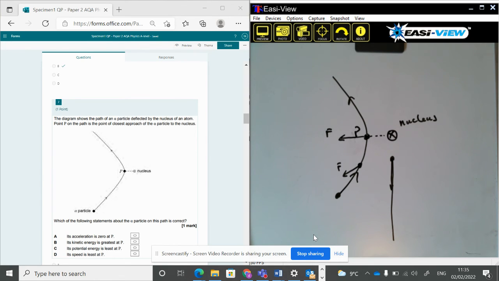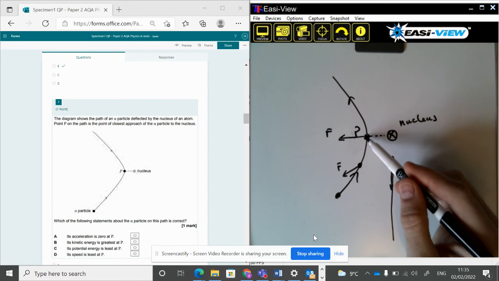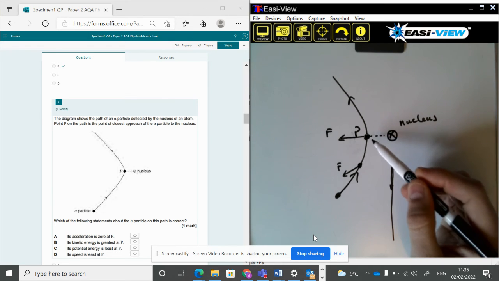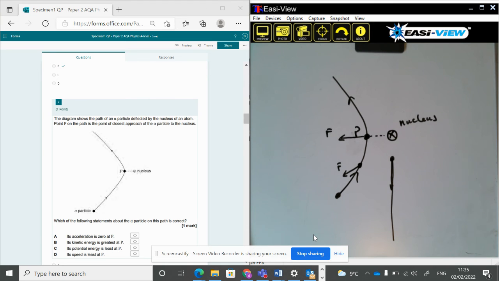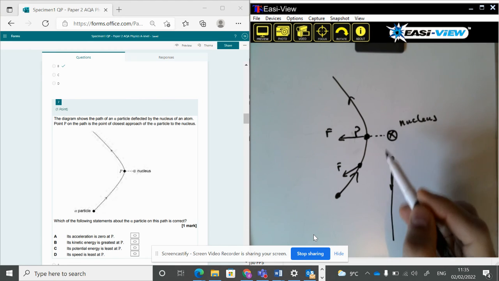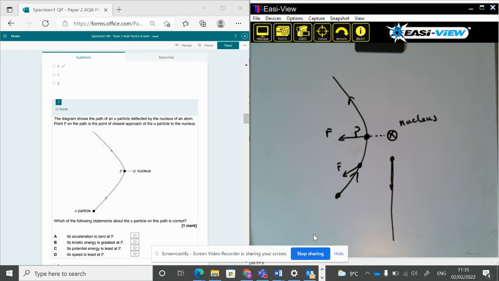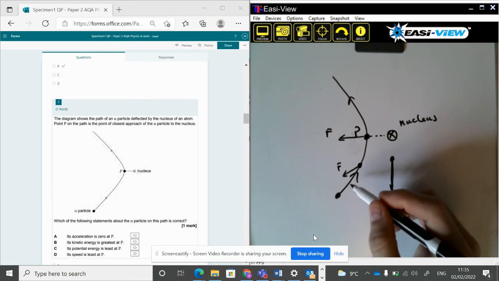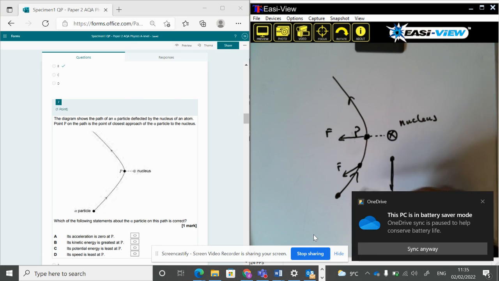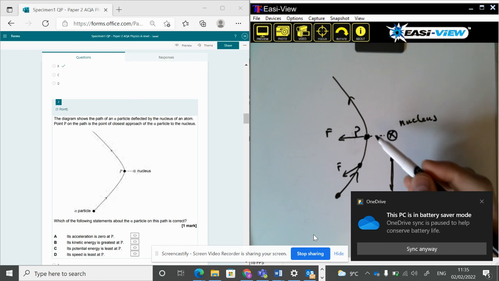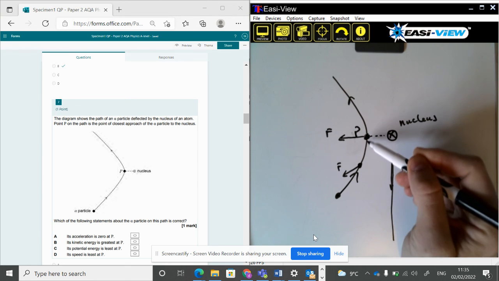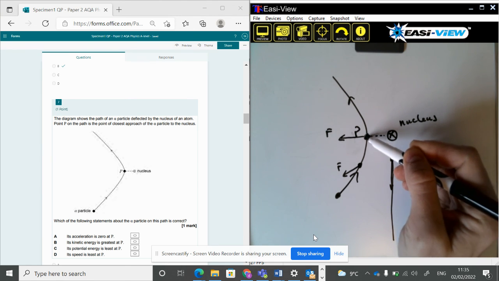Potential energy is the least at P. Well, actually, the potential energy is the most at P. So that doesn't apply. Potential energy is the most at P because it's the closest point, and they're both positive and it's repulsive. And then the speed being least at P is actually correct. So the speed is least at P. For the reasons I've explained, the speed will be the least at P because it is converting kinetic energy into electric potential energy.